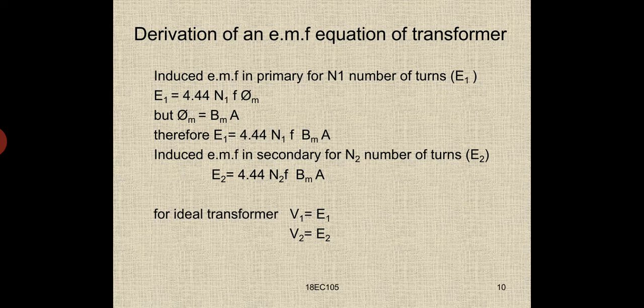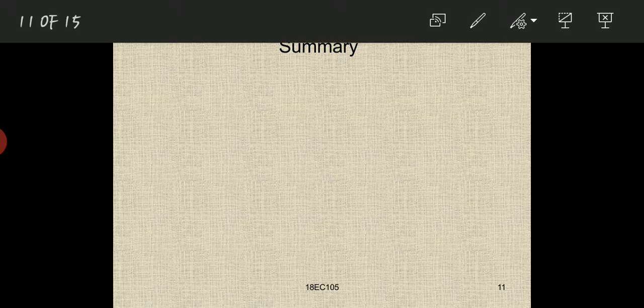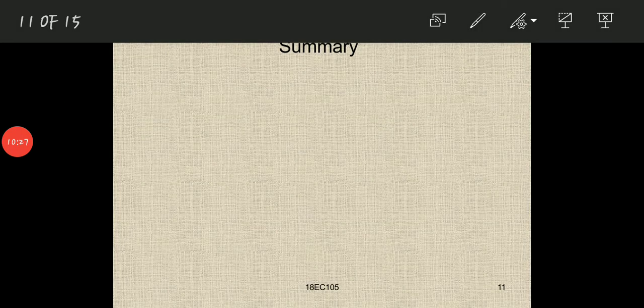For the transformer, V1 is equal to E1 and V2 is equal to E2. So that is how we have to substitute this value for ideal conditions. Normally we take it as an ideal situation. So now let us conclude further.